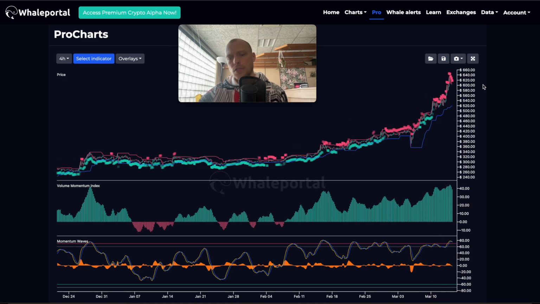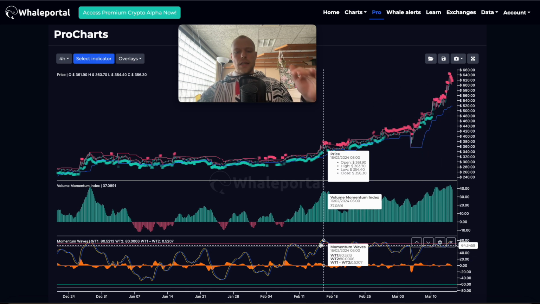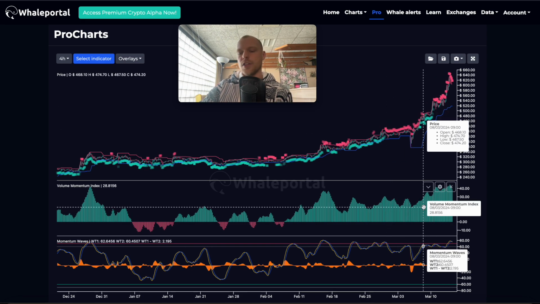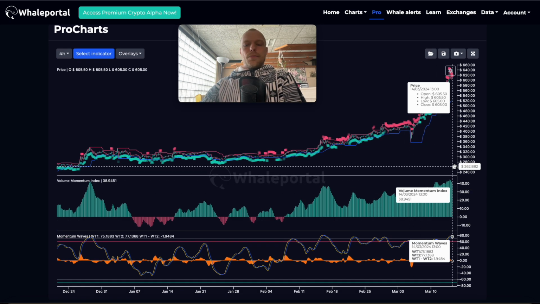So right now, with a lot of selling pressure at resistance, momentum waves in the overbought conditions, maybe even bearish divergences, making lower highs while the price makes higher highs, rolling over on the volume momentum index, not the most beautiful looking picture if you want to open long positions.